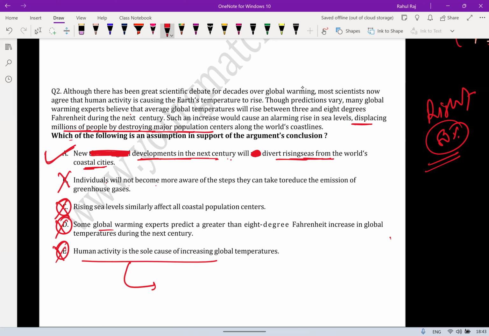So please understand, Malvika, how displacement of people is happening because sea level will rise. Now I'm telling you, I have some developments, Malvika, which will ensure that sea level will not rise. If sea level will not rise, then displacement of people won't happen, right?